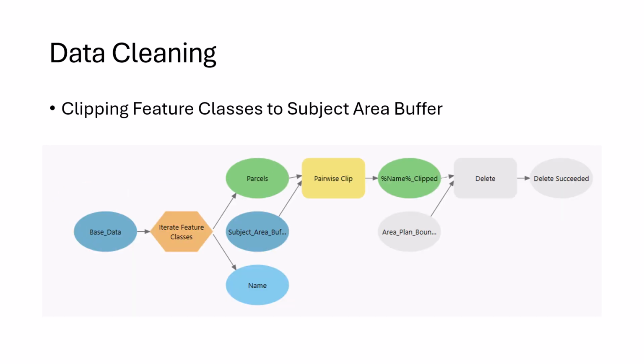After that, I clipped the feature classes to the subject area buffer. I used an iterating tool in Model Builder to iterate through that, and I clipped that. Just because of the way I had it laid out, it did clip the area plan boundaries, but I deleted that because I didn't need it.